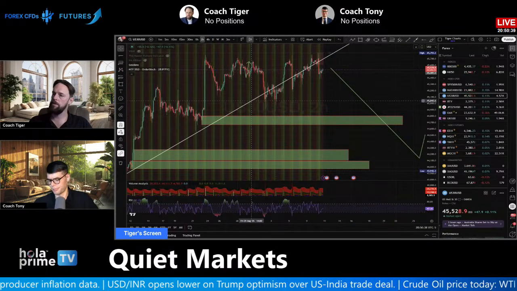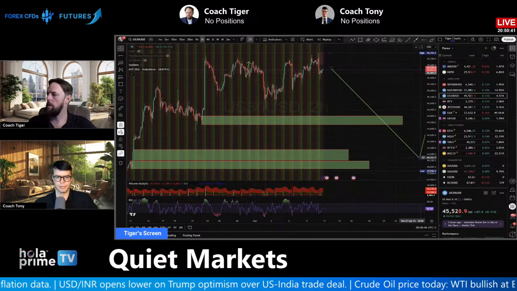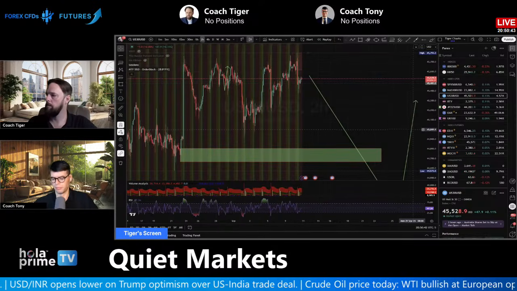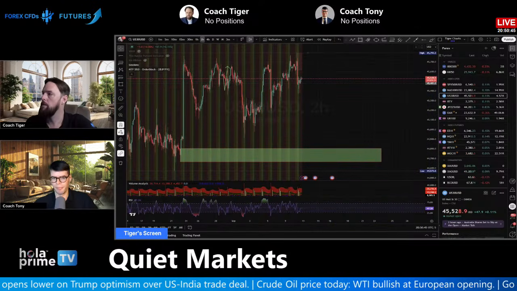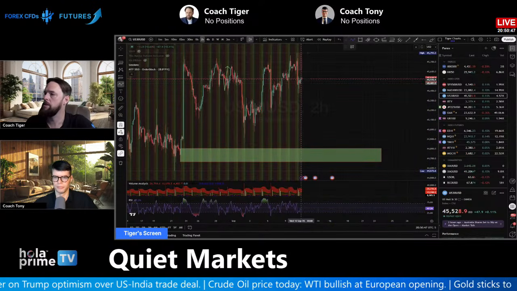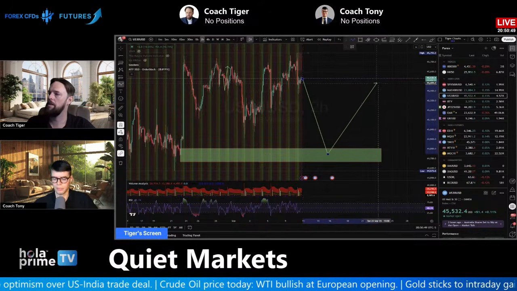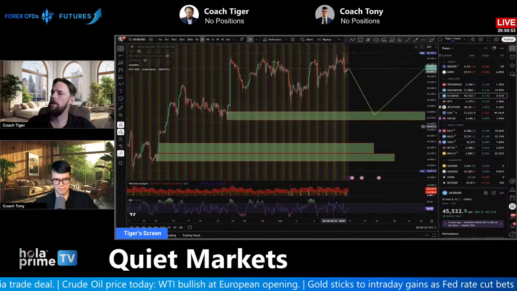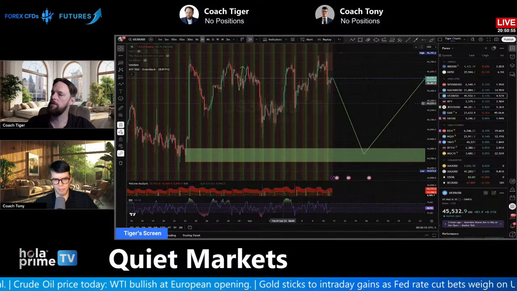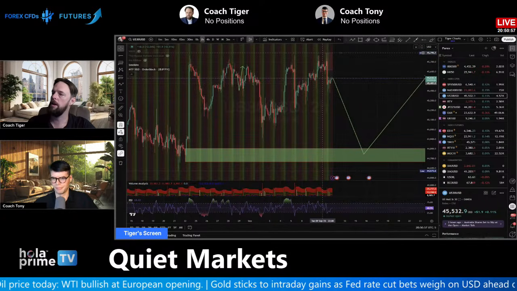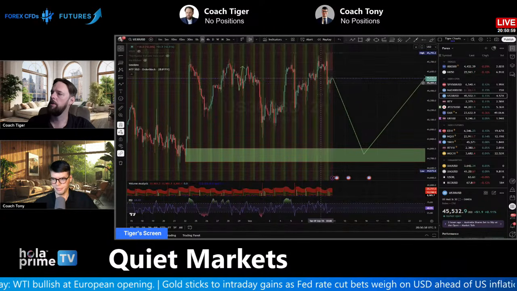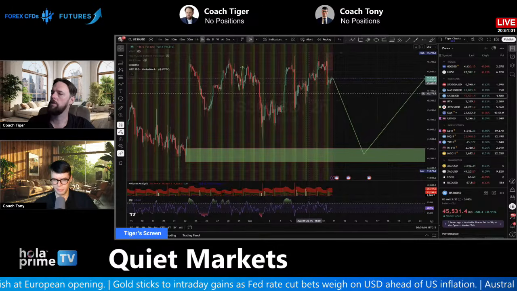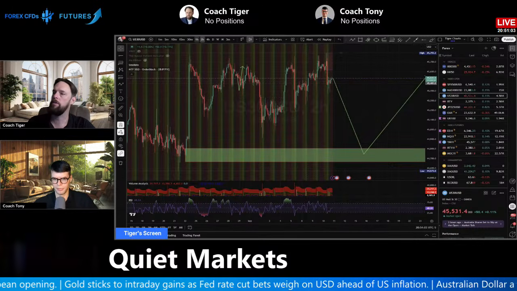Let me get rid of this. Just something like that. It's a long ways away. It may not get there anytime soon, but that is an option. Now, if we drill down into the smaller time frames, we do have this little bit of an uptrend, kind of breaking some new highs. Let's look and see what this wick looks like under a microscope.